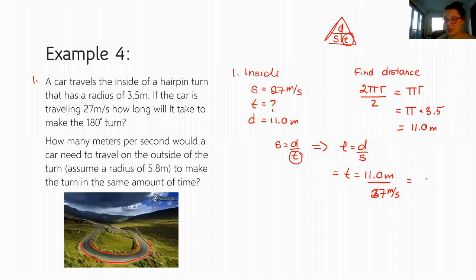Less than a second, that's for sure. 0.407 seconds. So that's flying around that corner. It's a pretty tight corner and it's really moving. 27 meters per second would be somewhere around 90 kilometers per hour, give or take.